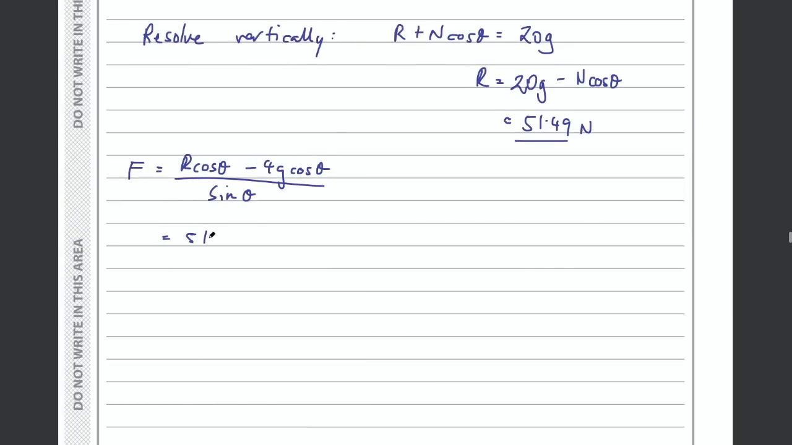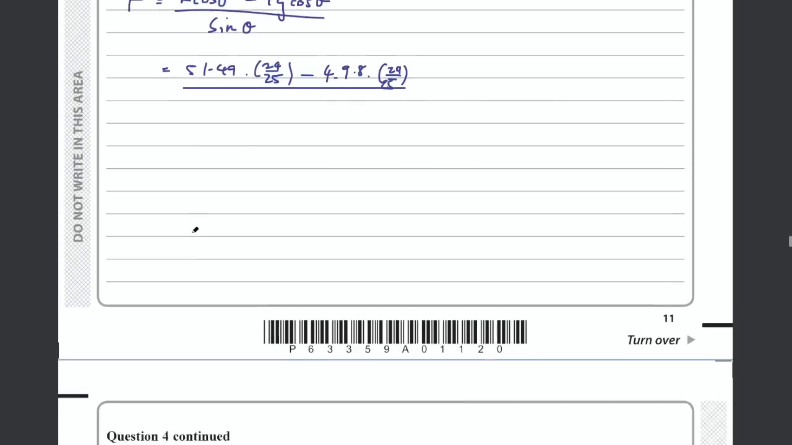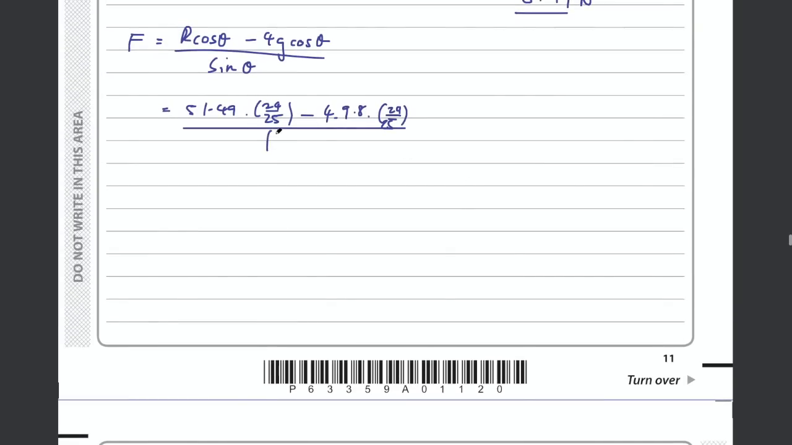R was 51.49 multiplied by 24 on 25, take 4 times 9.8 times 24 on 25, divided by sine theta. Going up here now, sine theta is opposite over hypotenuse, 7 on 25. So this is going to be 7 on 25 there in the denominator.